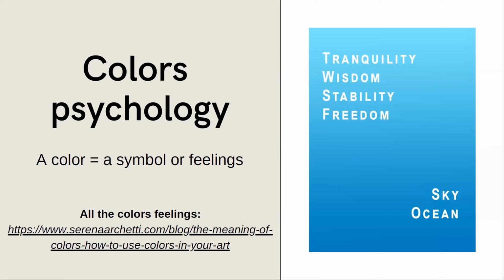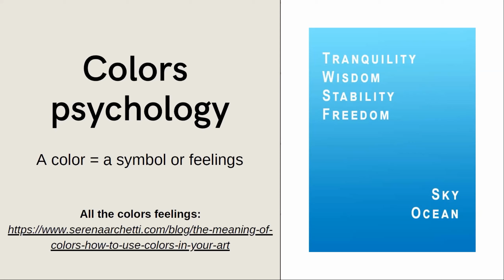So first, something to know is that colors always have symbols or feelings. For example, I took blue, and blue usually conveys some kind of tranquility, wisdom, stability, freedom. It can also be associated with the sky and the ocean. And from the previous talk, it's also associated with medicine, though maybe that's more green. But this is what you have to think about when you create your design: what will the color I'm choosing convey? And you can choose to go with the symbol.